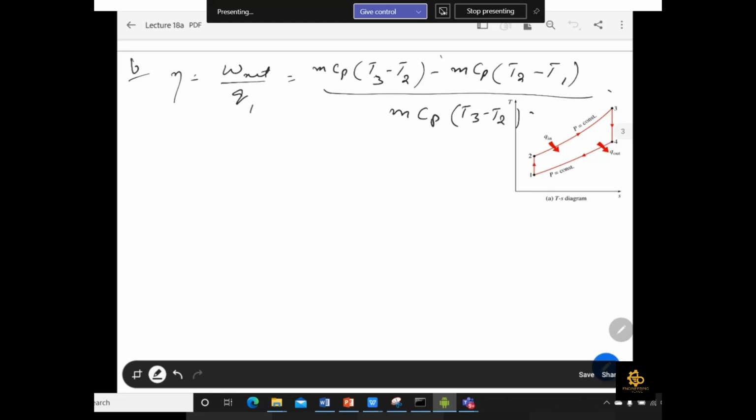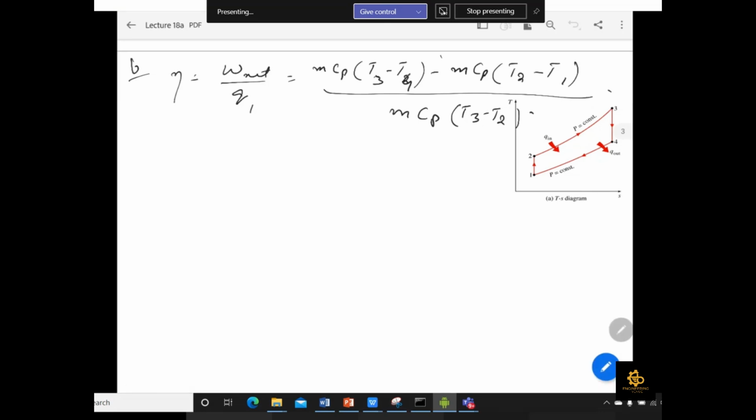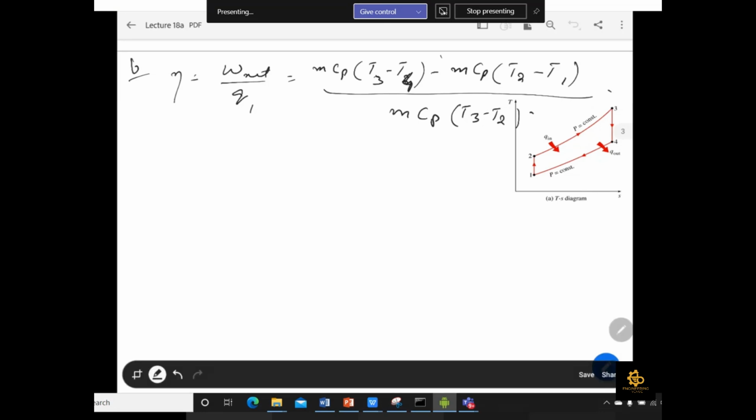You can also use the simplified relation which we developed in the previous lecture. We have the values of T2 and T1, and we also know the value of T3 from part A. In this one it is T3 minus T4, because this is the turbine work. The turbine is between 3 and 4, and we do not have the value of T4. So first we have to find T4, then we can plug the value into this equation and get the efficiency of the Brayton cycle.